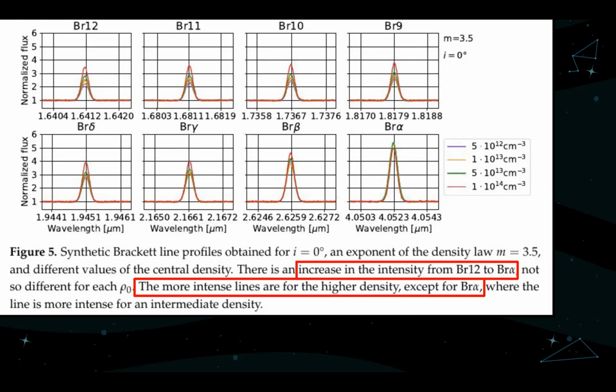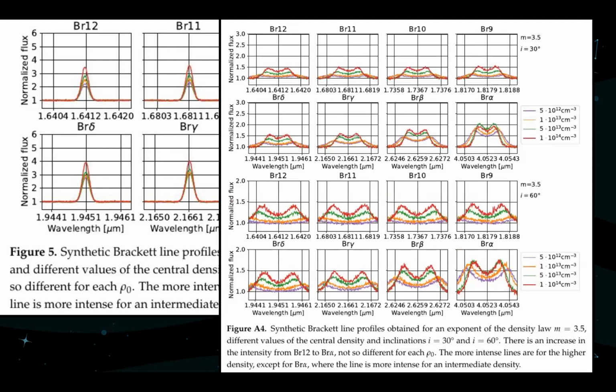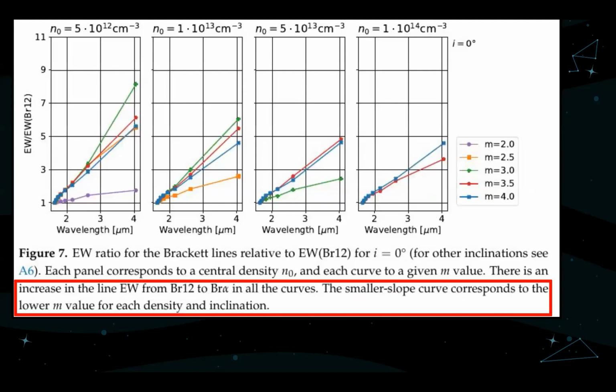So we analyze this for our different models in different inclinations. This is 0, and this is for 30 and 60. And we also measure the parameters of the line. So here is the equivalent width over Brackett 12. We choose Brackett 12 because it's the last one that we could model properly, because it's the last level that we have in non-local thermodynamic equilibrium.